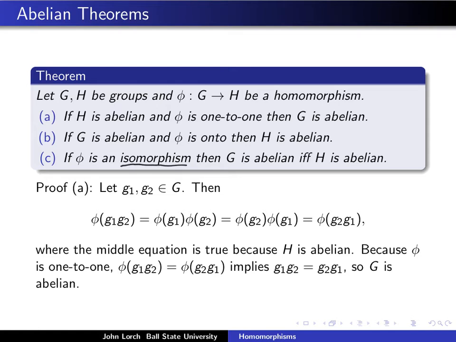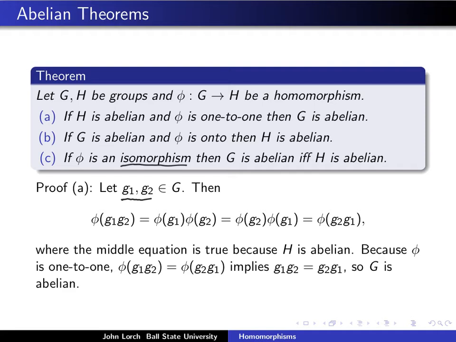Okay, the proof that we give on the slide is for part A. So we're assuming that the group H is abelian and that phi is 1-to-1. And we're going to show that G is abelian. So we start with two elements in G. And I want to show that the order of multiplication for those two elements does not matter. So let's apply phi to the product G1, G2.